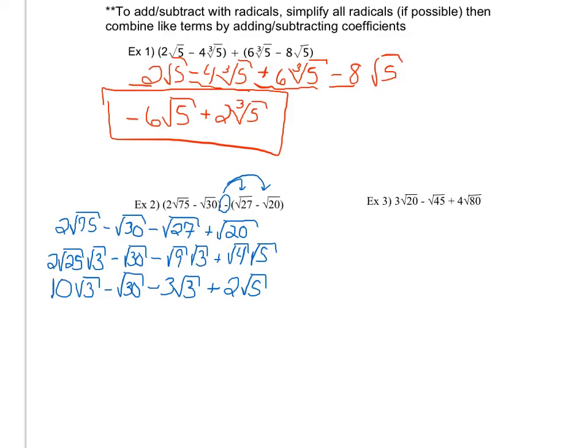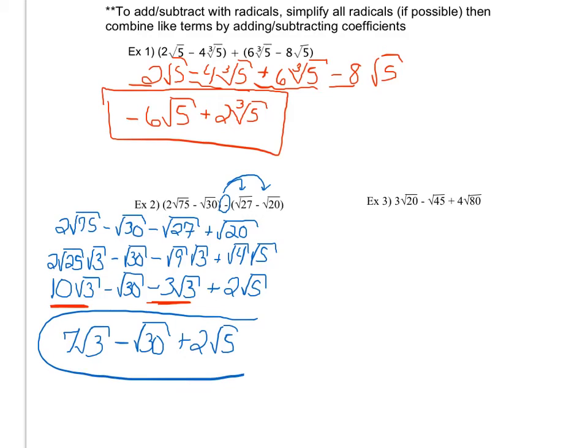From here, I check for like terms. I notice that I have 10 radical 3 and I have minus 3 radical 3. Those are going to be like terms, so I'm going to go ahead and say if I have 10 and someone takes 3, I'm left with 7 of them. Of what, you ask? Of radical 3. I don't have any other radical 30s, so I'm just going to leave that. And I don't have any other radical 2s, so I will just leave that. And this will be my most simplified form. That's all I can do on that one.